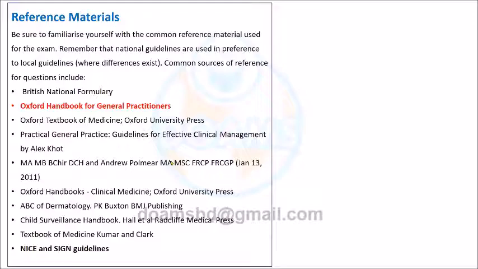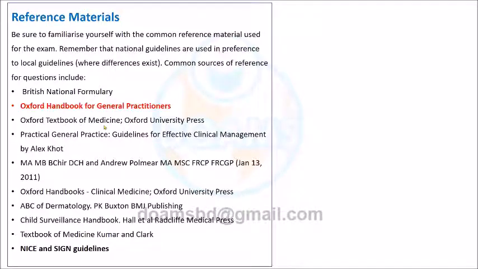Remember, reference doesn't mean to read A to Z. Reference means whenever you need, you just look at it. From this list, our humble suggestion, the leading one is the Oxford Handbook of General Practice. Currently the 5th edition is ongoing, but whenever the edition changes, you will get it easily. Many sources are there.